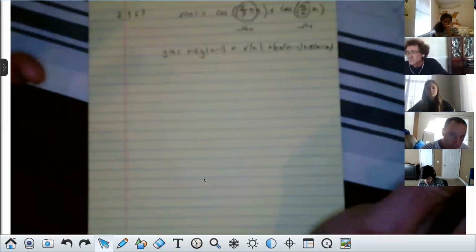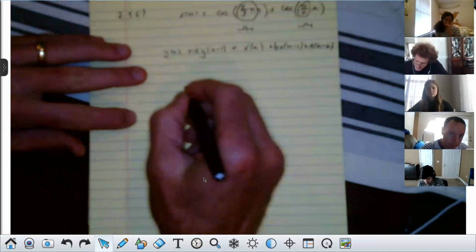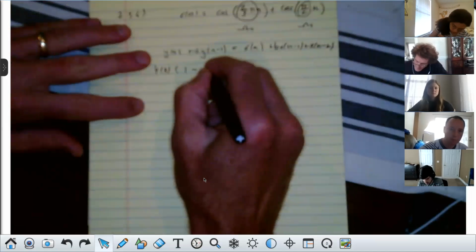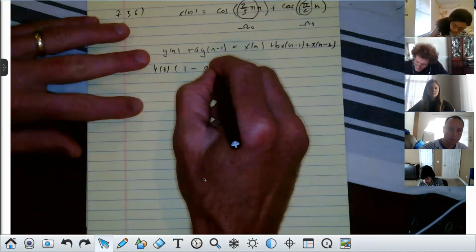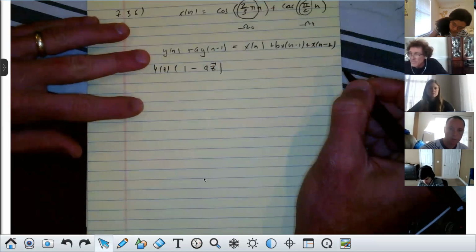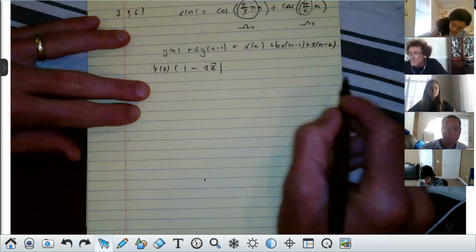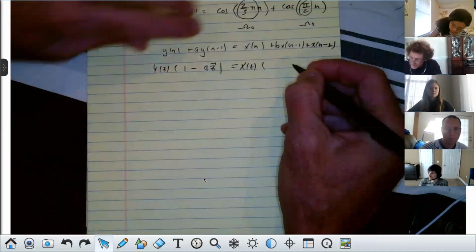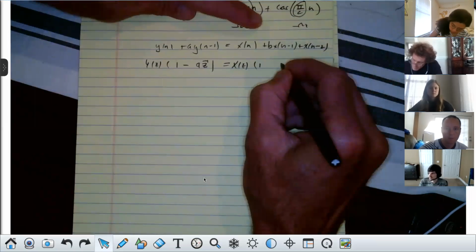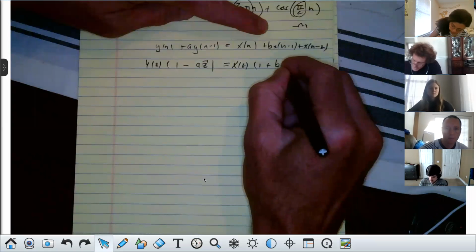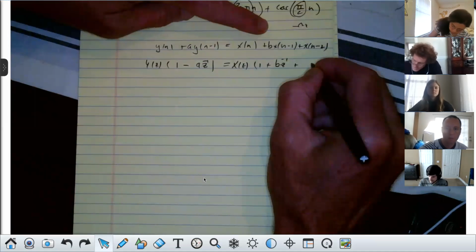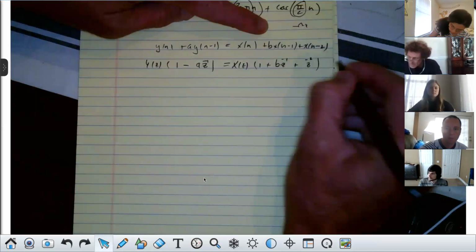I normally do the Z transform. I do this just routinely. So if you do the Z transform of this, we get y of z, and that's 1 minus a z to the minus 1. Do you agree with me, everyone? Over on this side, we have x of z, and then we have 1, plus b z to the minus 1, plus z to the minus 2.